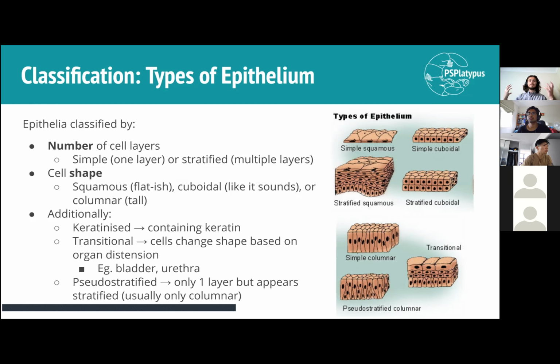Then you have cell shape. So that's another key component. If an epithelial cell is flat or squat, then it is considered squamous. And that's just referring to its shape. And you'll see that in the skin, for example, which is stratified squamous tissue. And cuboidal, well, it's like it sounds, it's more equal in width and height, or columnar, where it's taller than it is wide. Additionally, we have some more factors that contribute to the classification of epithelium.